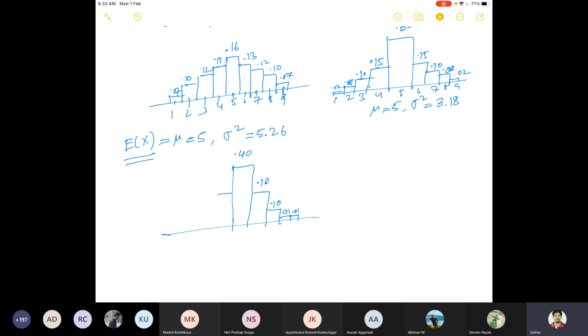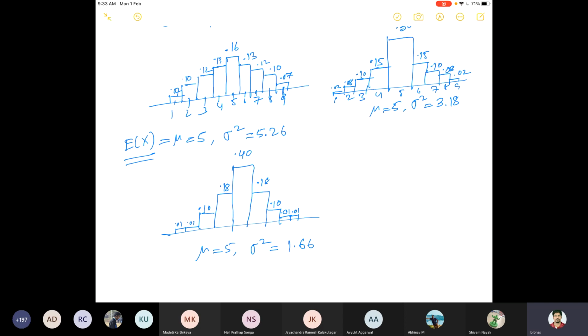And here also the same thing, let's say 0.18. And then this is 0.1. And then these two are 0.01. And if you calculate the value, mu will be 5 and sigma square will be 1.66.